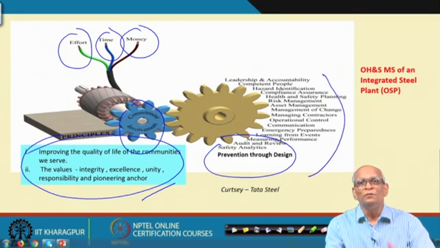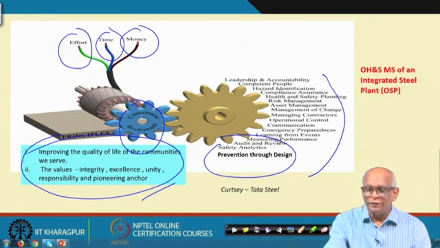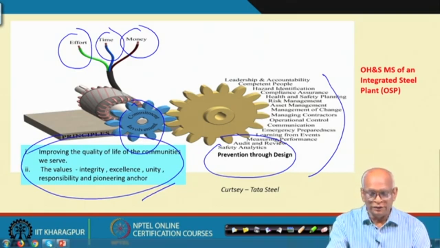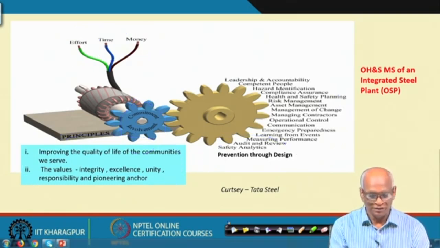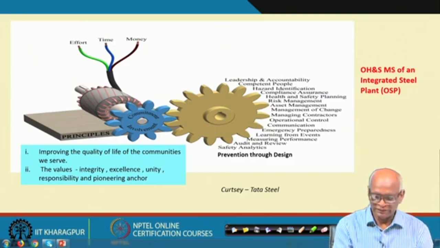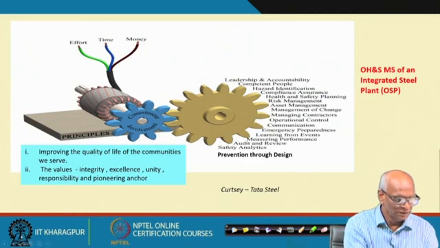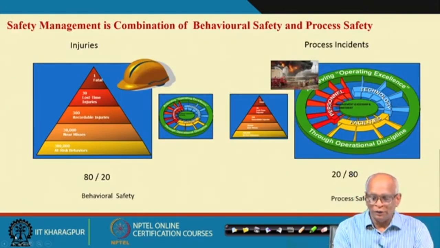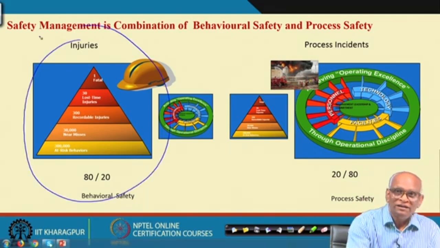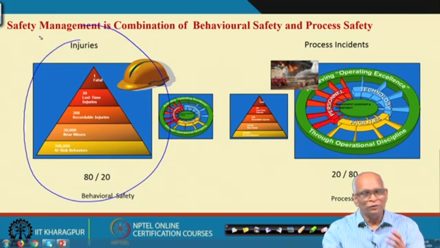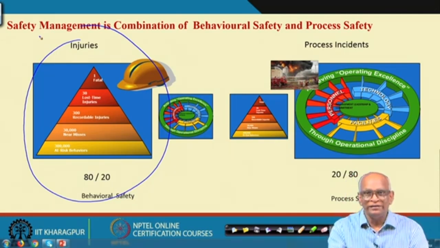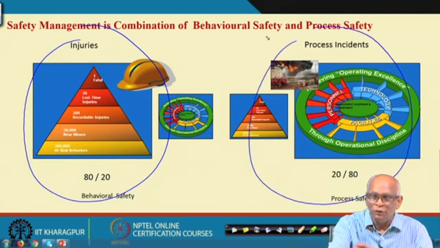In addition to that, they take many more things. That is what I told you. Occupational health safety management systems of world class companies address many more things. That is how it is addressed. Also, it is addressed twofold. One is the behavioral safety model. I talked about behavioral safety last time. So, they use behavioral safety to improve the behaviors of the people, and they have engineering safety, process safety.